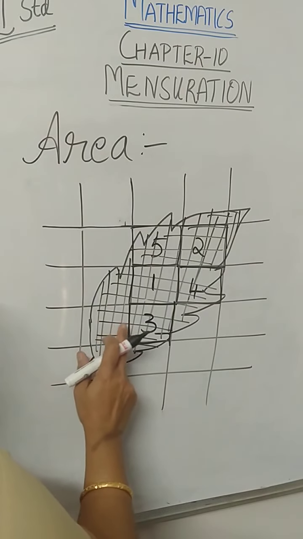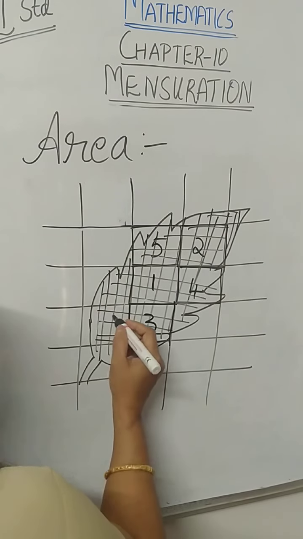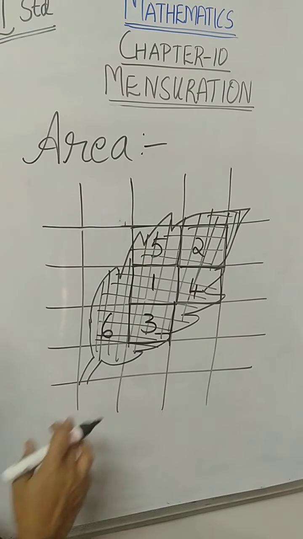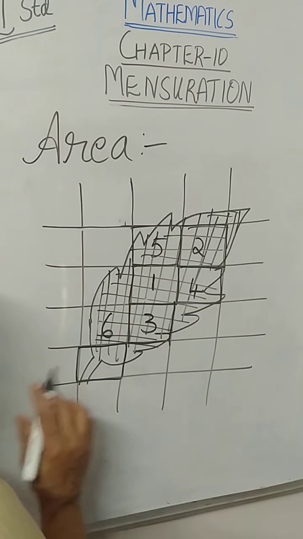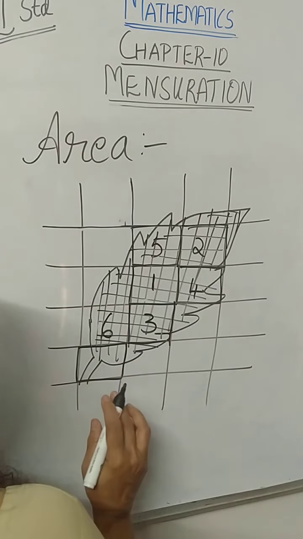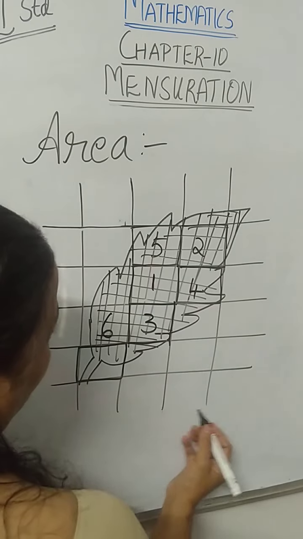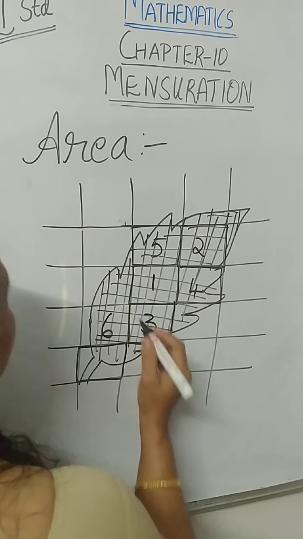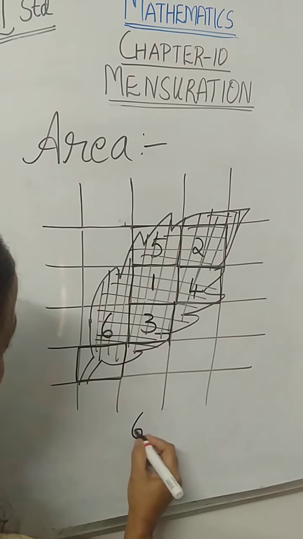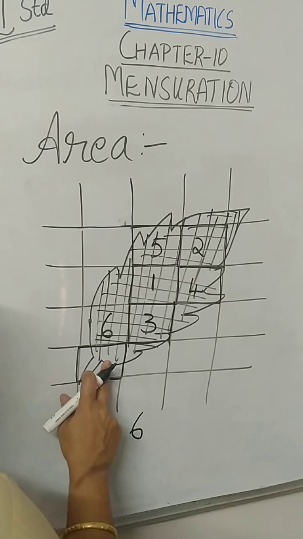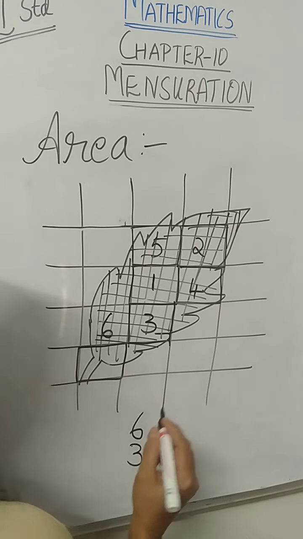Now here if you see, it is more than half. If the shade is more than half, here also you can take it as a square. This is a 6th square. Whereas here, this square is not completely filled. It is half we can take. So this we can take as half. Here also we can take it as half. Here also half. Okay. So number of full squares: how many full squares are taken? 6 full squares. How many half squares? 1 here, 1 here and 1 here. So there are 3 half squares.